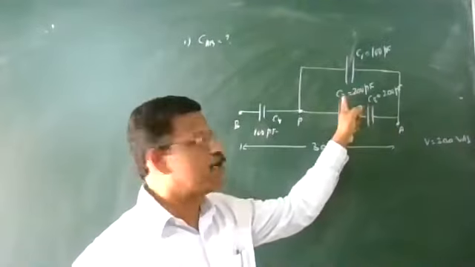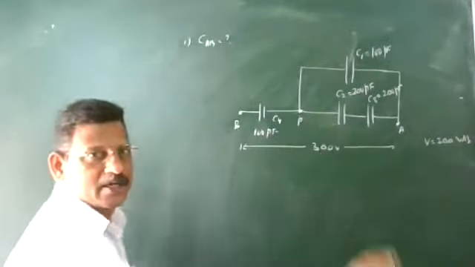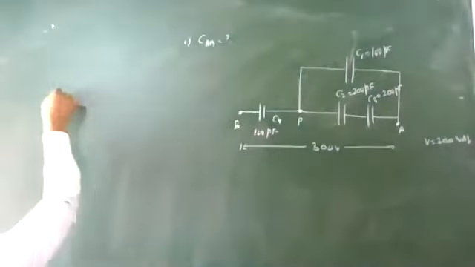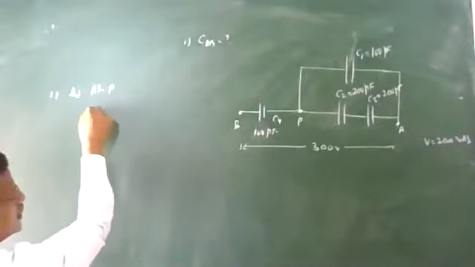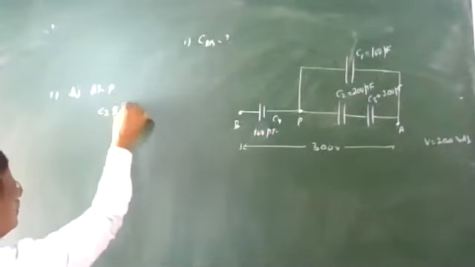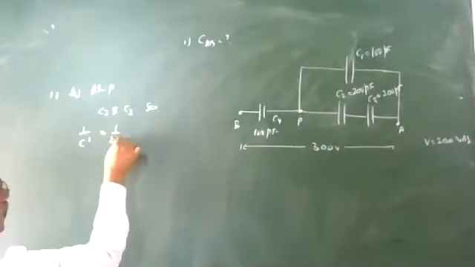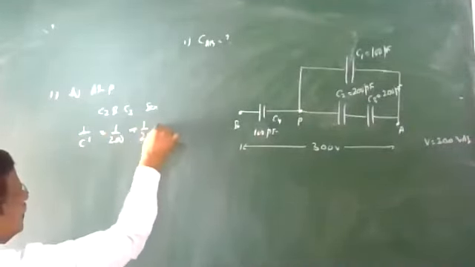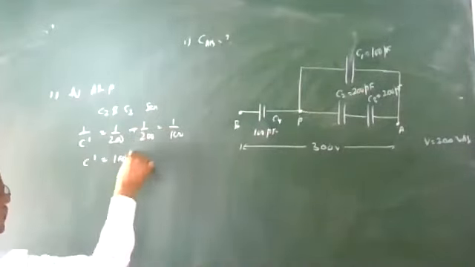So here 200 and 200 are in series. First point is between A and B on the first way, C2 and C3 are in series. So 1 upon C equals 1 upon 200 plus 1 upon 200, equal to 1 upon 100. So C equals 100 microfarad.